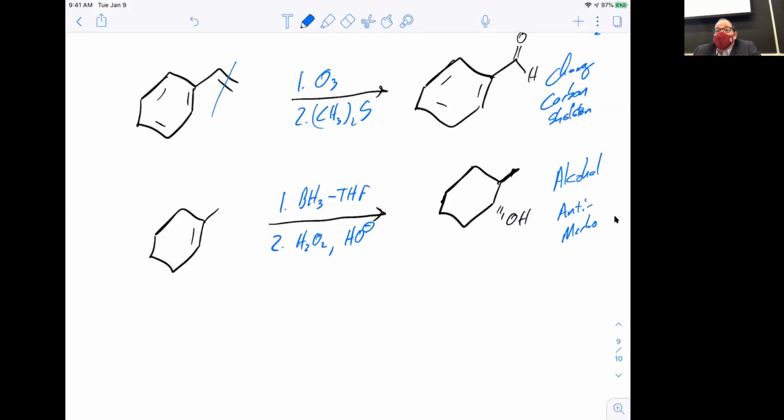Since the boron and the hydrogen both add to the same side, that's why I show the addition I have here. This hydrogen and the boron would have both been added to the same side, which means the alcohol is inserted between the carbon-boron bond, so it retains that stereochemistry. So I've added the boron and the hydrogen to the same side.